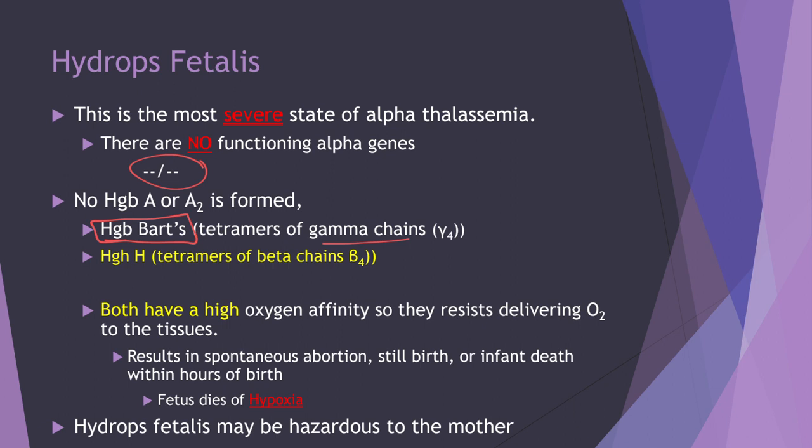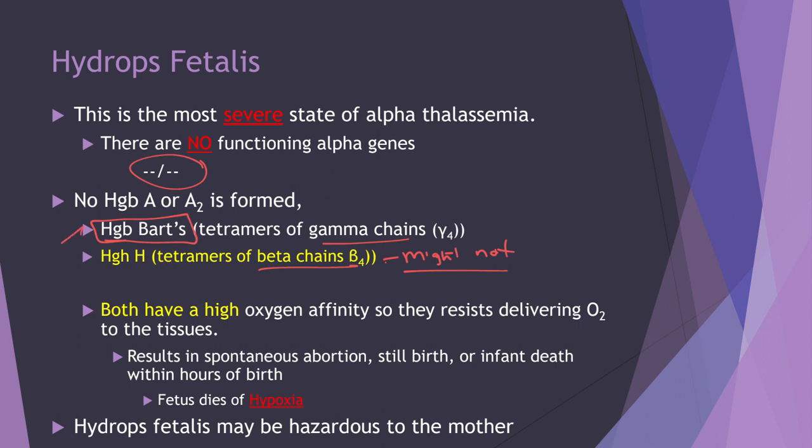There could be some hemoglobin H tetramers or your beta chains, but the reason that there might not be is because patients usually die soon after birth, if not before birth. So the body hasn't had a chance to make any or much of those beta chains.